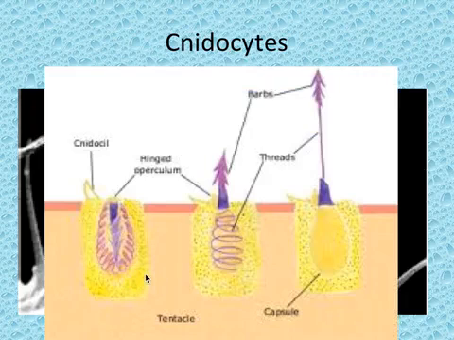This is just another depiction of a cnidocyte. So this entire thing is called a cnidocyte. When a prey or predator brushes up against the trigger here, the nematocyst is released into the predator or prey.